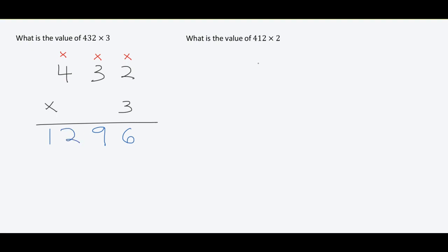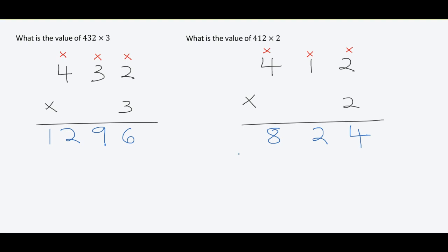Next example, we have 4, 1, 2 multiplied by 2. So we start from the right hand side. 2 multiplied by 2, we have 4. Then we go over to the left hand side. 1 multiplied by 2, we have 2. And then we go to the next column on the left. 4 multiplied by 2, we have 8.